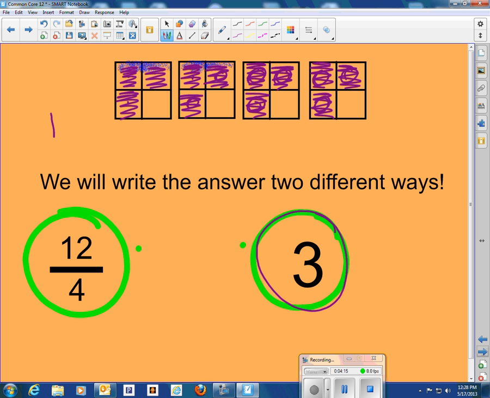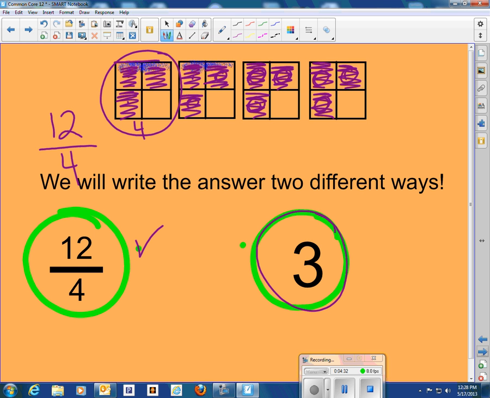The 12 becomes our numerator. And I'm going to look at one group, and it's split into 4 parts, and that is our denominator. So that's how we get our improper fraction of 12/4.